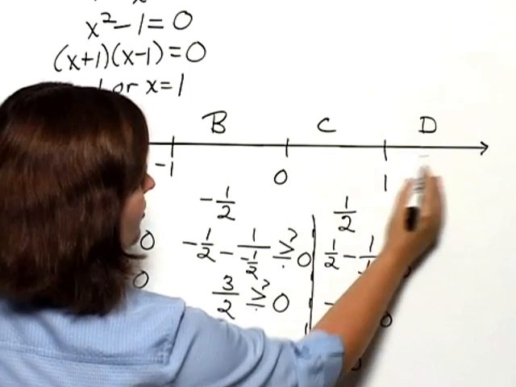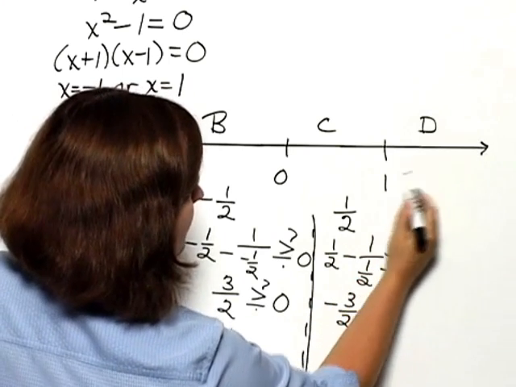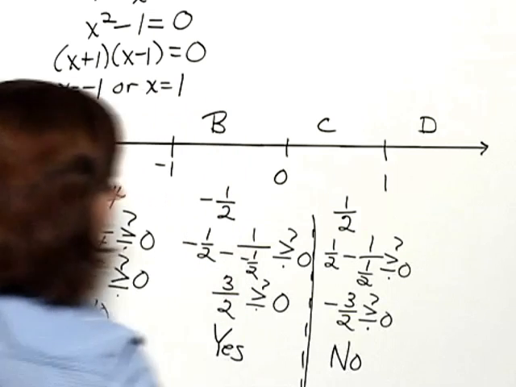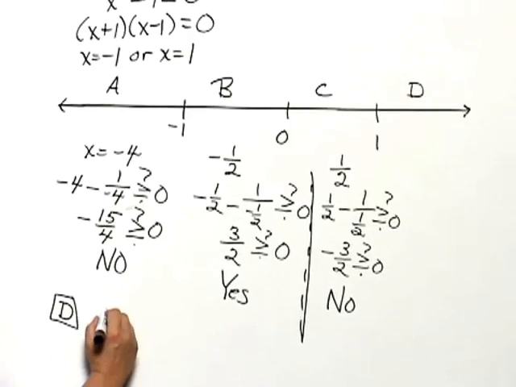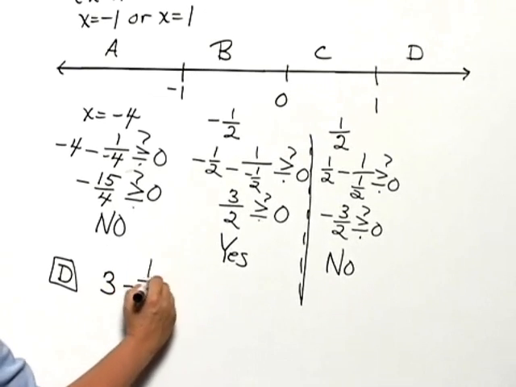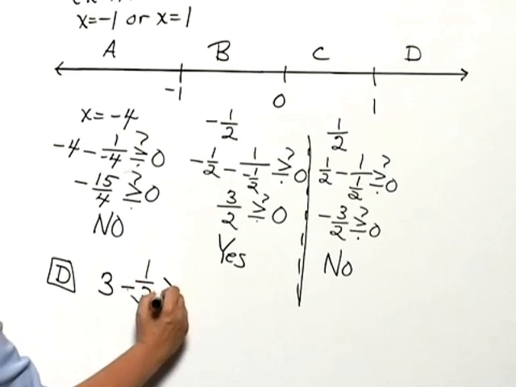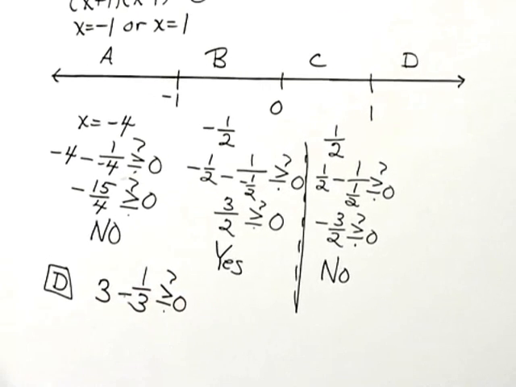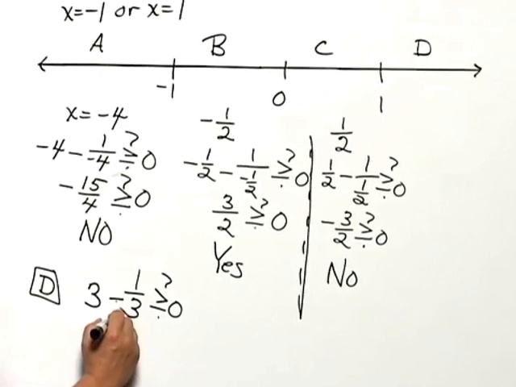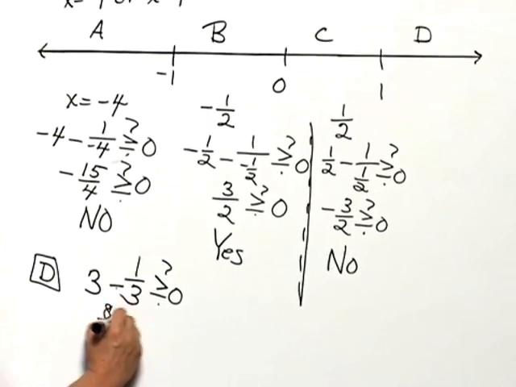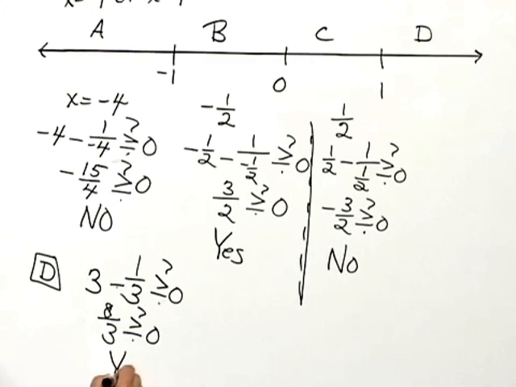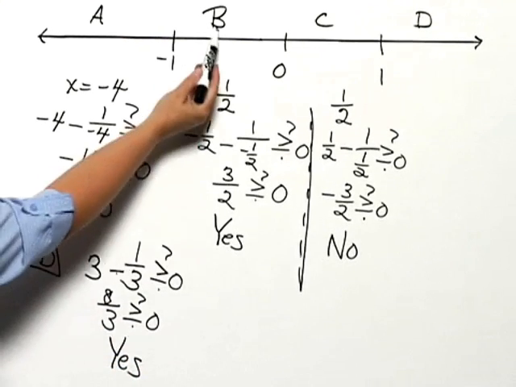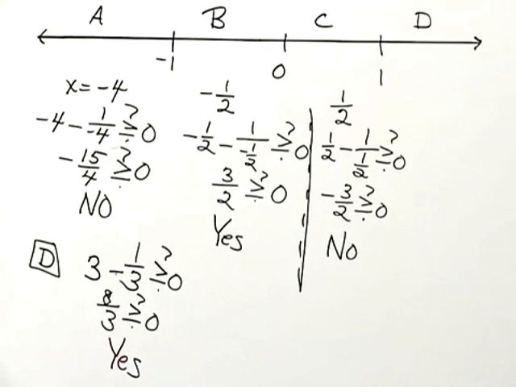For the last interval, D, I'll move down the page. We want to pick a number greater than 1. So let's try 3. This is interval D we're working on here. We would have 3 minus 1 over 3. That's x minus 1 over x. Is that greater than or equal to 0? If we simplify, we get 2/3. Is that greater than or equal to 0? Yes, it is. So interval B and interval D both make that inequality true.